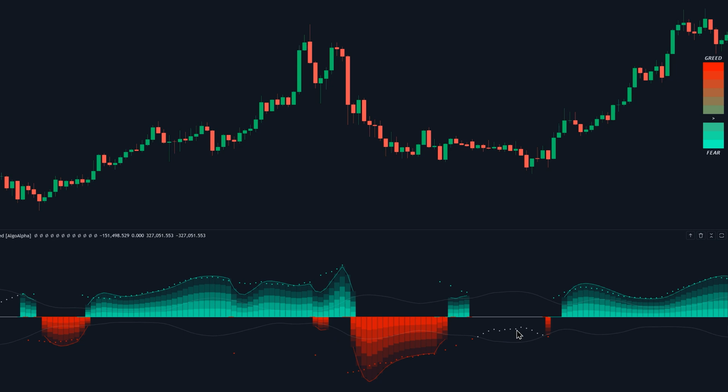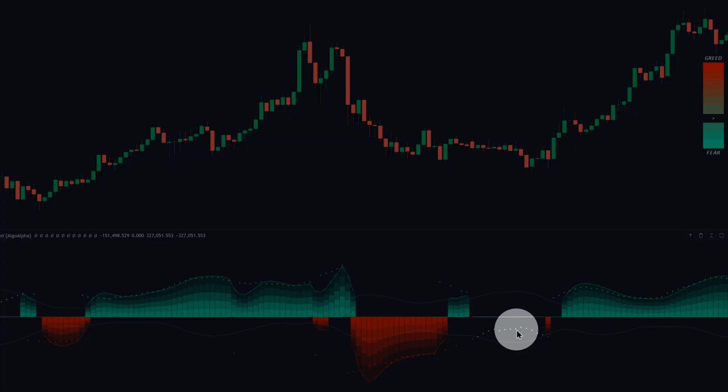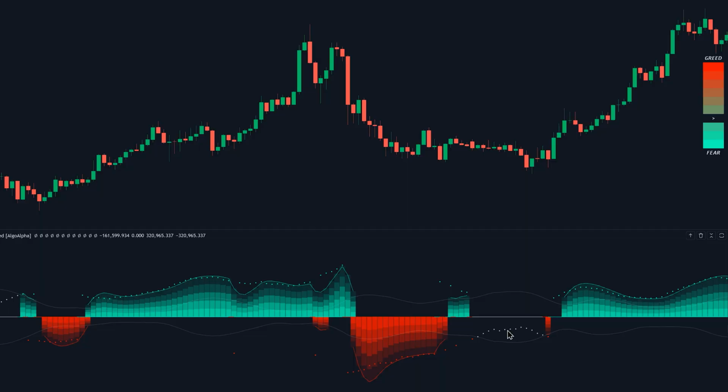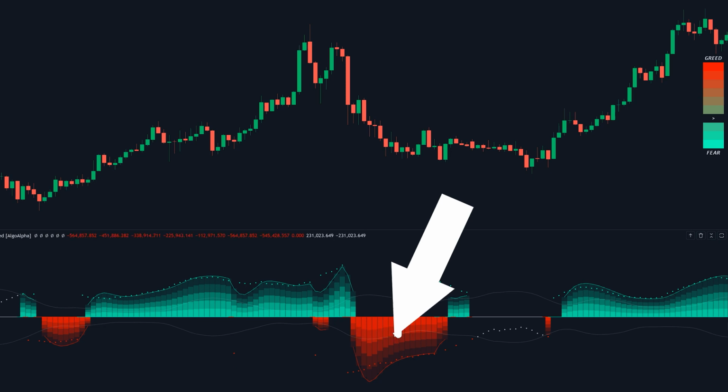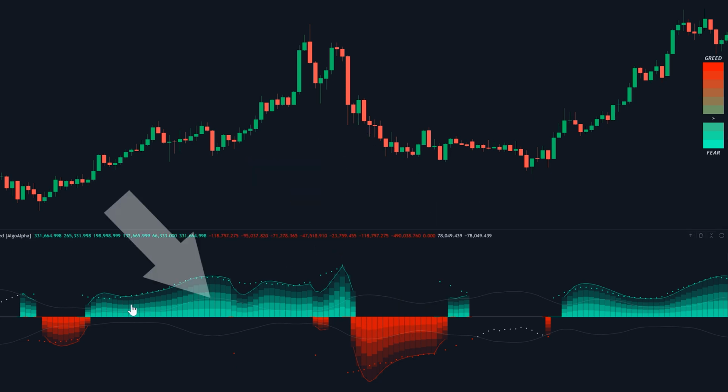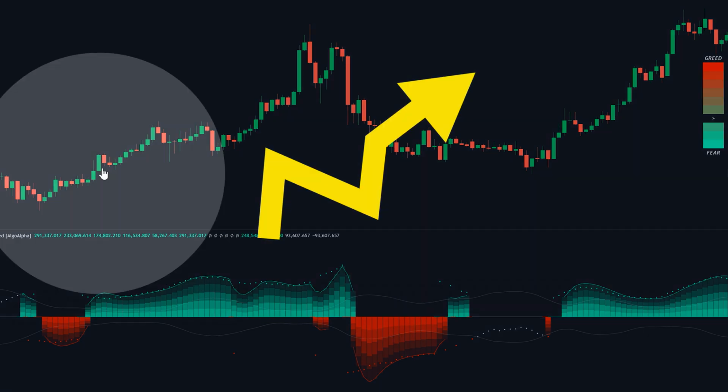Now, you may be wondering, if these dots represent neutral sentiment, how do we identify bullish or bearish market sentiment? Well, that's where the histogram comes into play. A red histogram bar, like this one, indicates bearish market sentiment, while green histogram indicates bullish market sentiment.